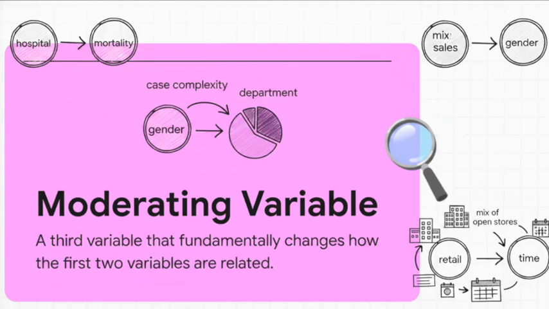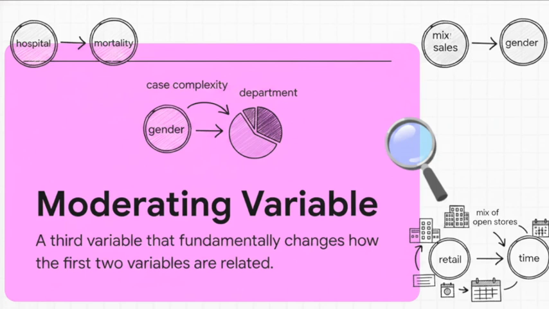A moderating variable is a third variable that fundamentally changes how the first two variables are related. We call this an interaction effect. For instance, the relationship between a hospital and mortality depends heavily on case complexity. The relationship between hiring and gender depends on the specific department being applied to. And the relationship between retail sales and time depends on the mix of open stores.